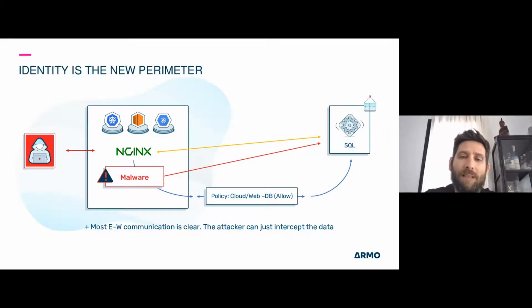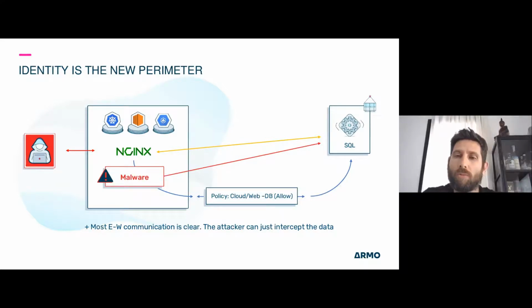It's the same challenge. Another thing that you need to know is that most of the east-west traffic is clear. By default, Kubernetes is a flat network, meaning that every pod can talk to every other pod. If it's in the same namespace or in a different namespace, they can still communicate, and all the traffic is clear. So if an attacker lands on your pod and gets access to your host, he can just run a simple TCP dump, collect all the data and decode it quite easily.